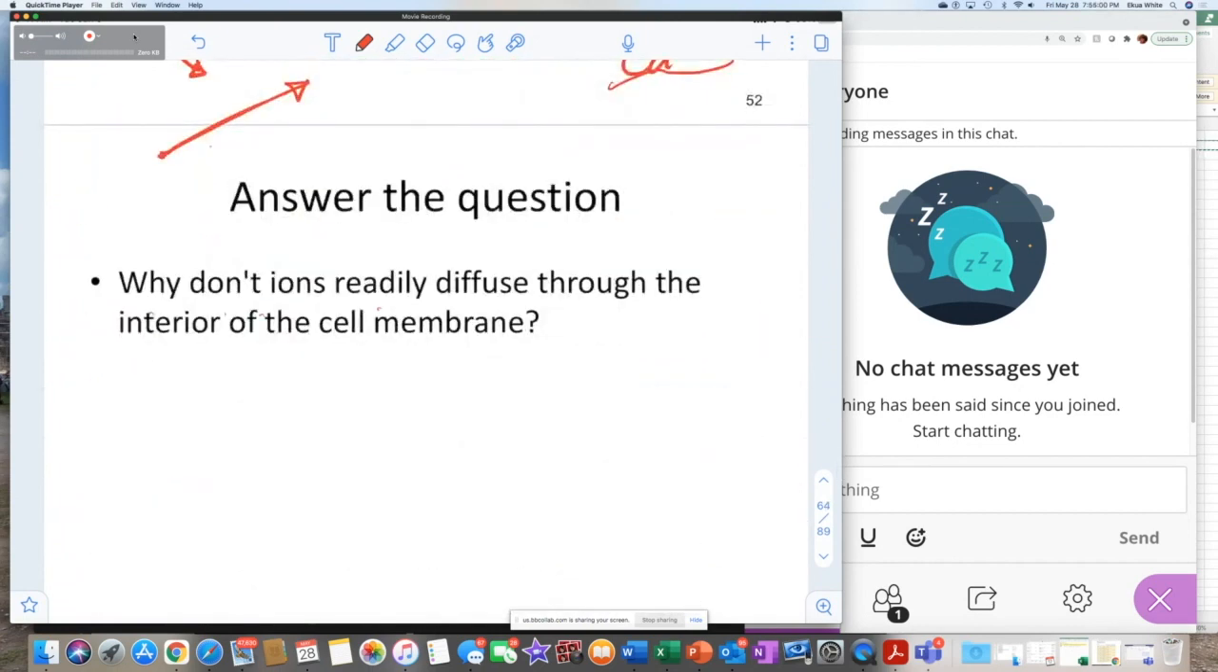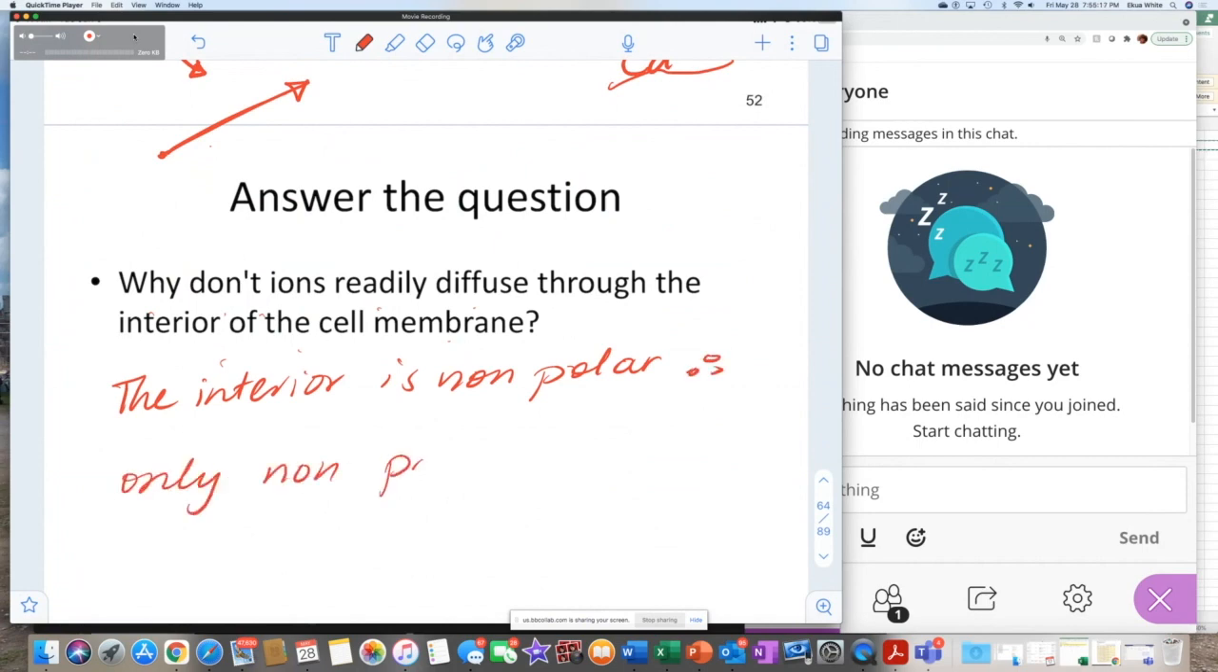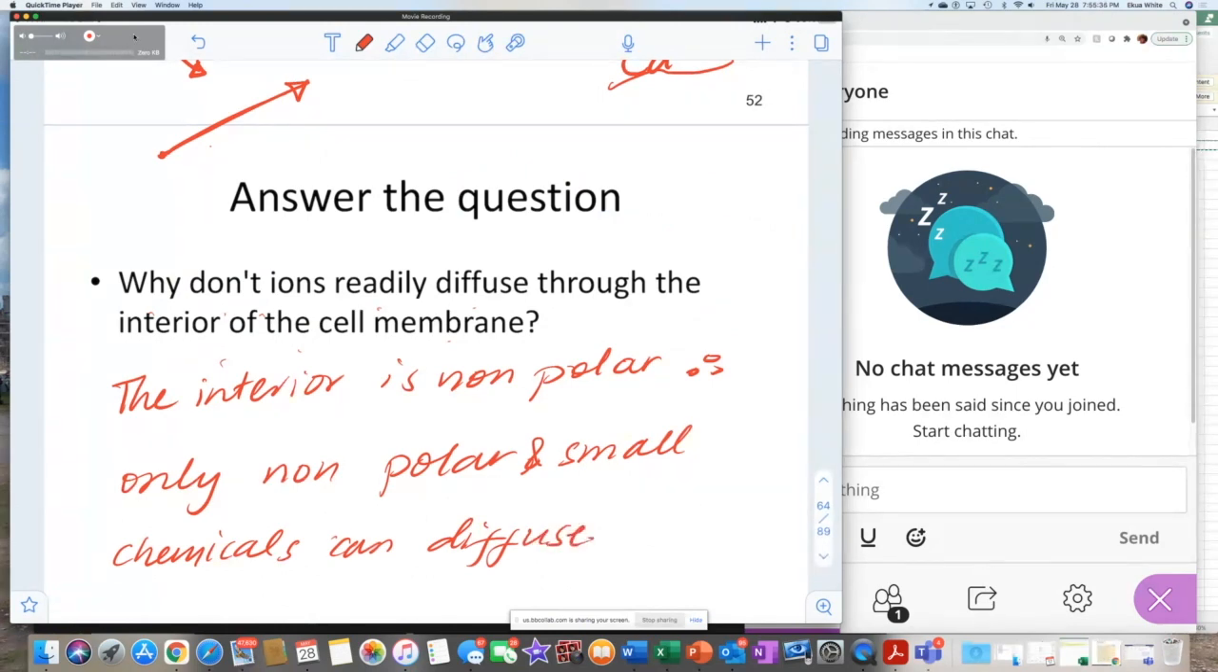Moving on, why don't ions readily diffuse through the interior of the cell membrane? I think I've already mentioned that so many times. The interior is non-polar. Therefore, only non-polar, small chemicals, and I should say small chemicals, can diffuse through, kind of like just slide through, just bubble through. They have to be non-polar, and then they have to be small.